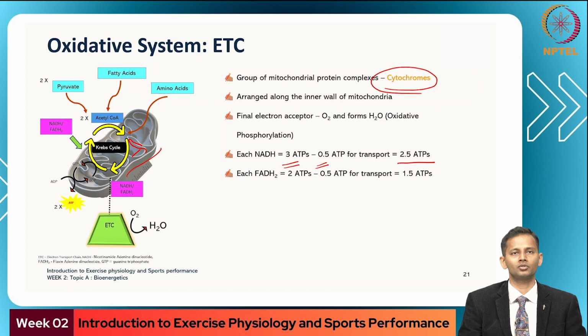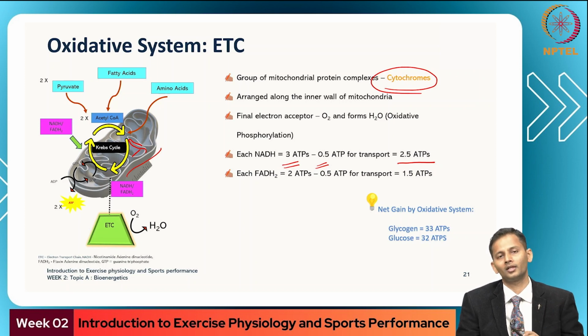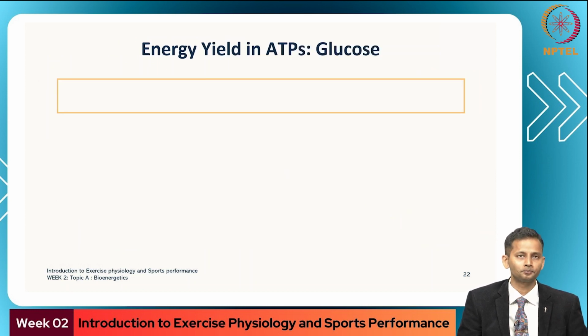From FADH2, similarly, you have 1.5 ATPs, and calculated collectively at the end of the oxidative system, if glycogen enters, you will get 33 ATPs, and if it is from glucose, it is 32 ATPs, because 1 ATP is used by glucose to enter into the cell. So let's calculate or see the energy yield in ATPs in a glucose molecule.